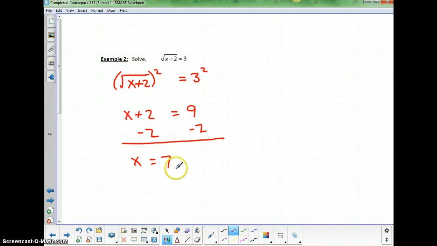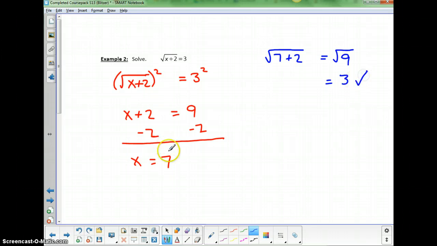Now, we have absolutely no guarantee that 7 is the correct answer. The only way to know is to go back and check. So let's go back and check. The square root of 7 plus 2 equals the square root of 9 equals 3. That does check, so finally I will circle it and say that is my final answer.